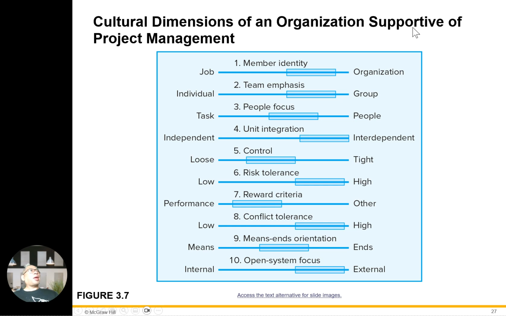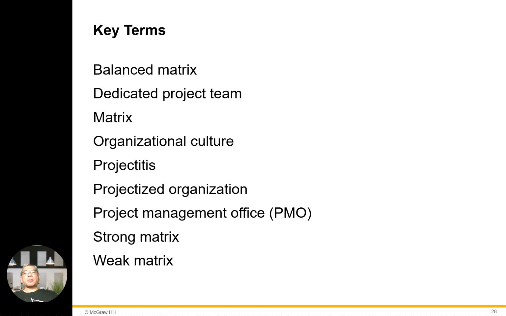In terms of cultural dimensions and organization support for project management, that's our job here. It goes to member identity and task focus, such as people focus here, loose such as here. This is the typical profile. People focus, such as people to people, independence, unit integration, interdependence, low control and tight, and low in terms of risk tolerance. These are the typical cultural dimensions of the organization that support project management.